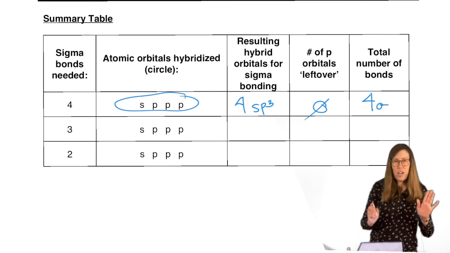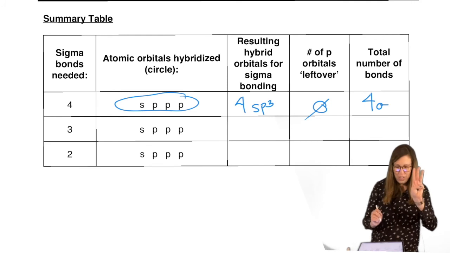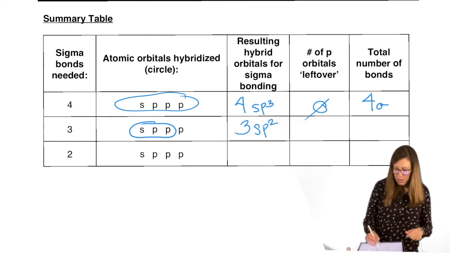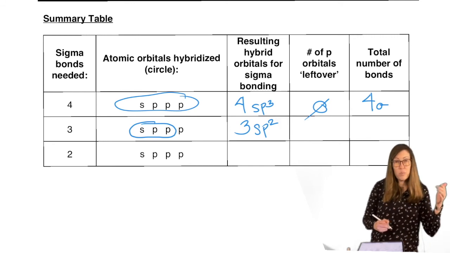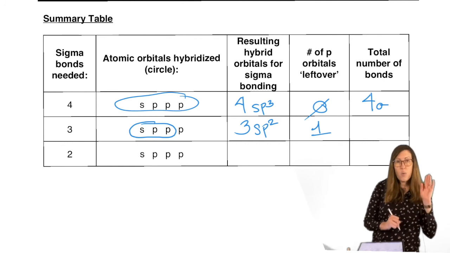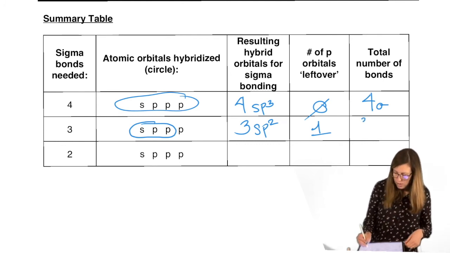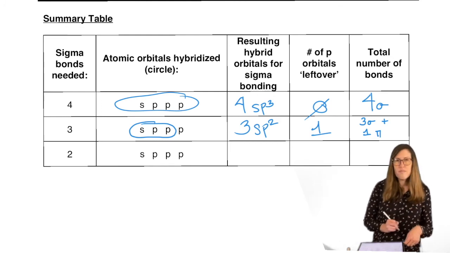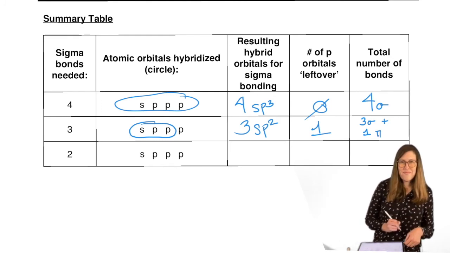We approach an atom. We see it needs 3. Let's circle what it needs, 3. Look what I circled. I circled an s and 2 p's, i.e. sp2. How many of them? 3. Number of p orbitals left over. I didn't circle one of the p's, so I get 1. So total number of bonds always is going to add to 4. 3 sigma plus 1 pi. Right?